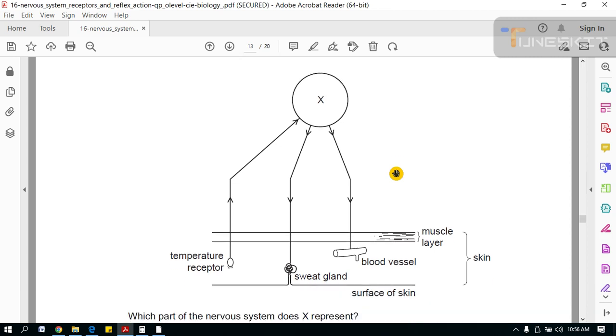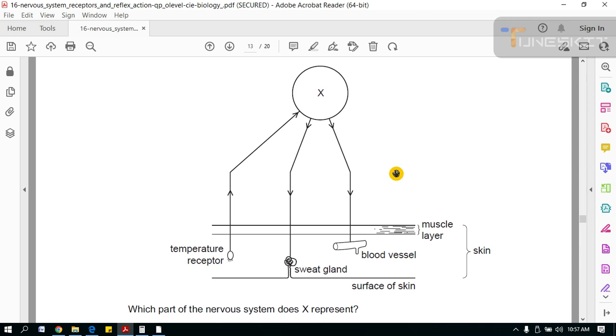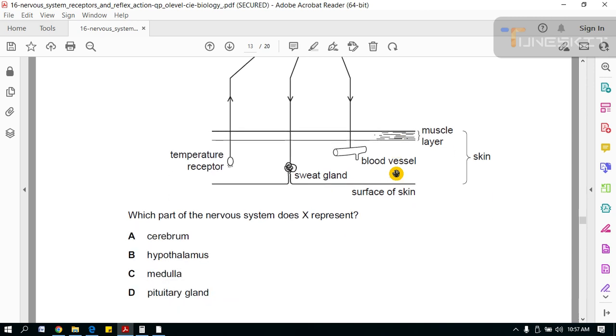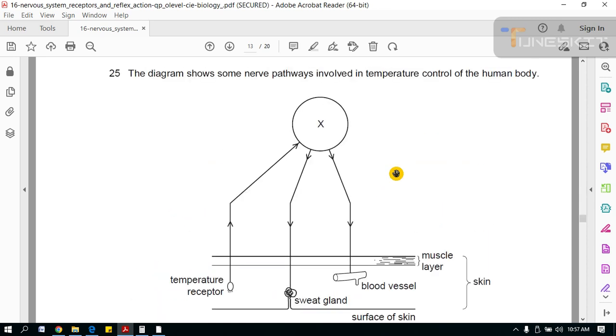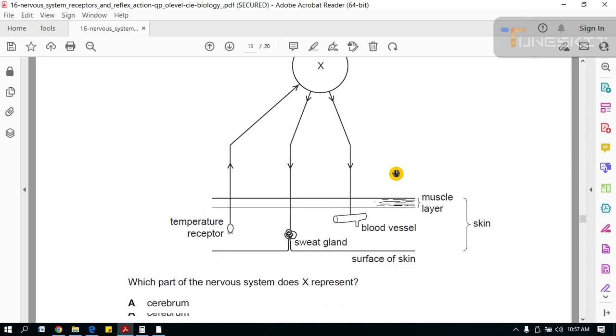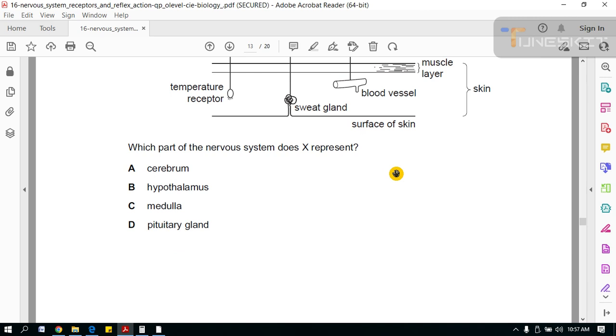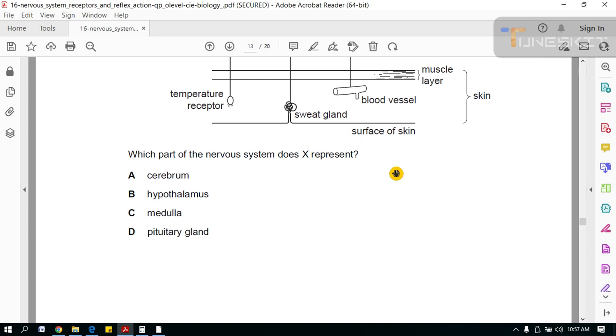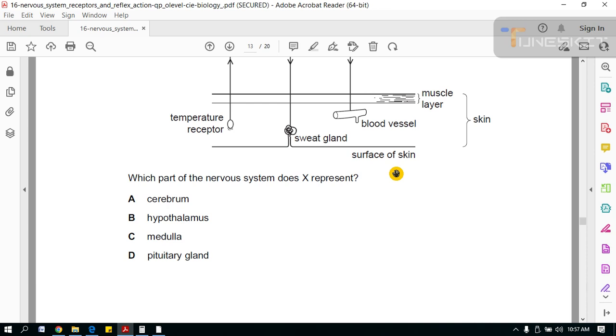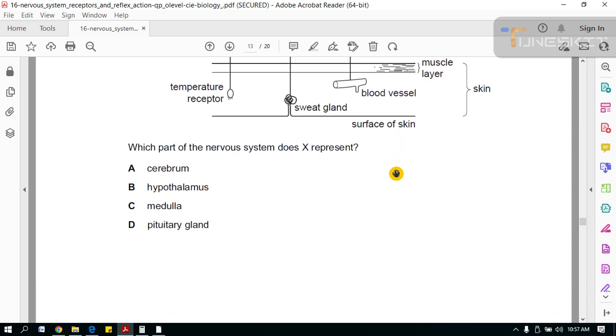Temperature receptor, sweat gland, blood vessel, its dilation and its contraction. So muscle layer, skin, surface of the skin. So which part of the nervous system does X represent? As we know, the control of temperature is under the hypothalamus. So the X is labeled as hypothalamus. So option B is correct here.